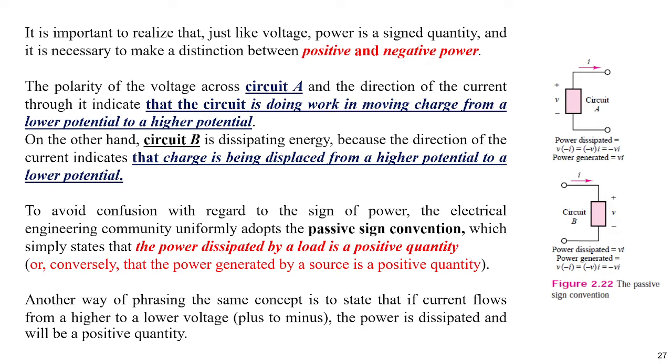To avoid confusion about the negative side of the power, the electrical engineering community uniformly adopts the passive sign convention. It simply states that the power dissipated by the load is a positive quantity. Another way of phrasing the same concept is to state that when the current flows from higher to lower voltage, the power is dissipated and is a positive quantity.